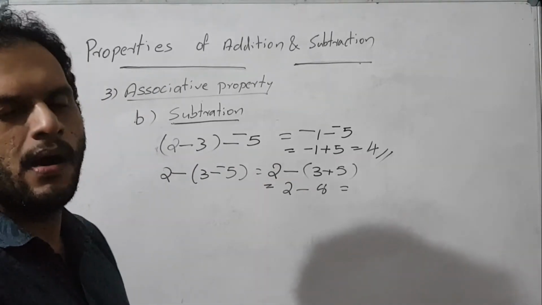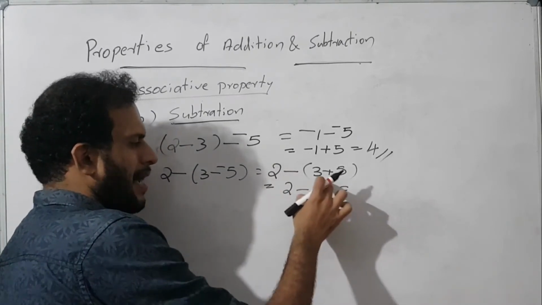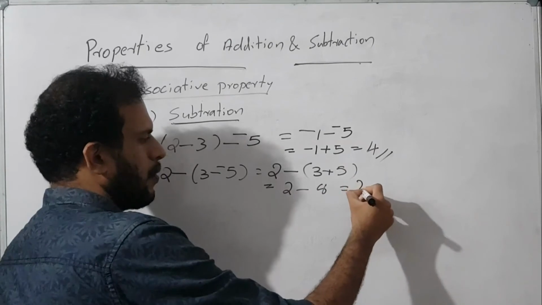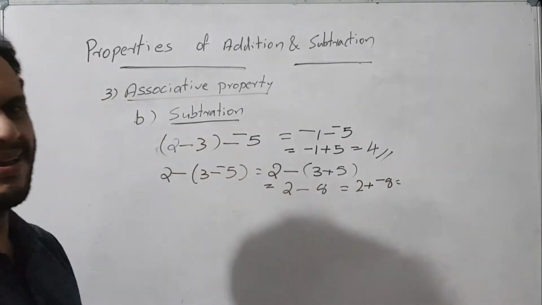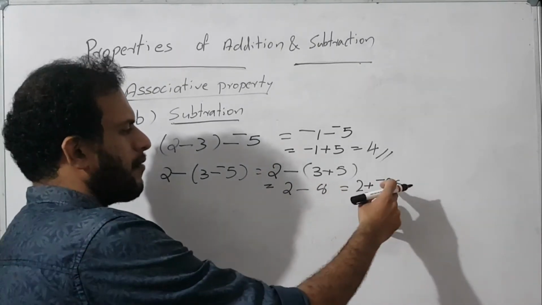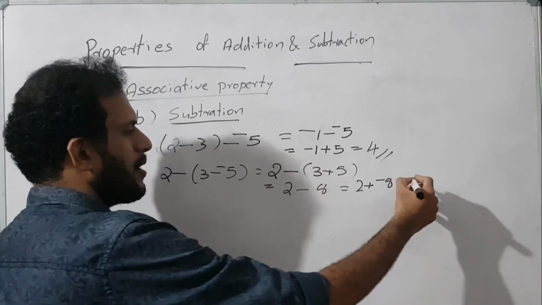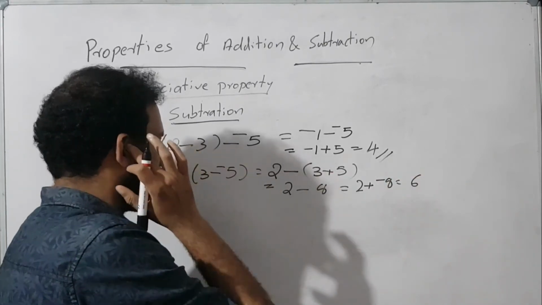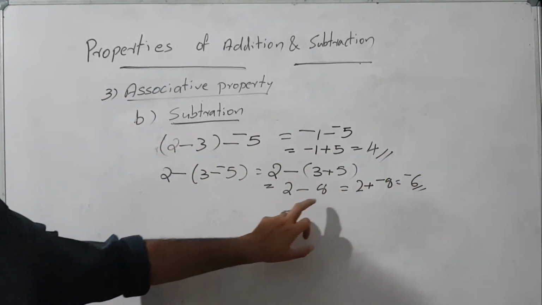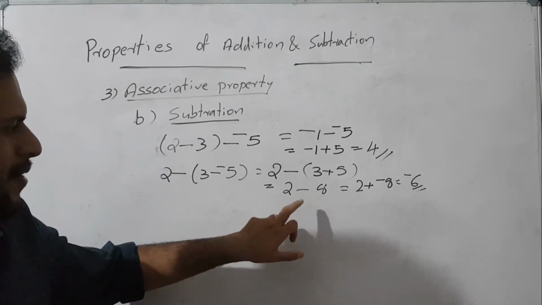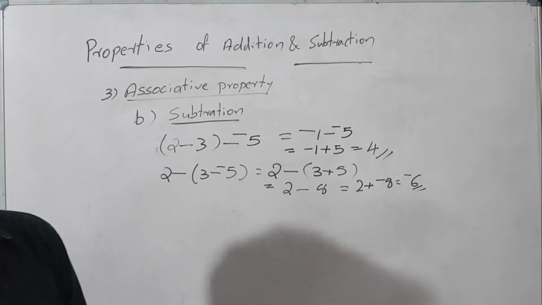Then we want to apply the law. How do we write? We add the additive inverse of 8 to 2. 2 plus −8. What is 2 plus −8? The signs are different, so we subtract 2 from 8: 8 minus 2 is equal to 6. Then what is the sign? The sign is negative. That means if we subtract a bigger number from a smaller number, the sign is negative.